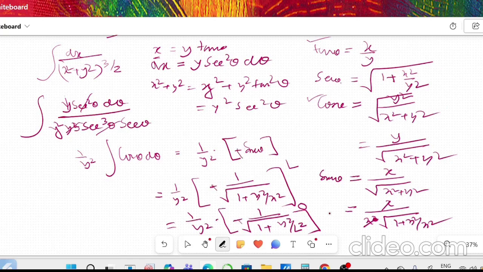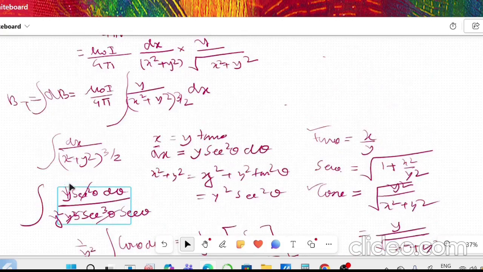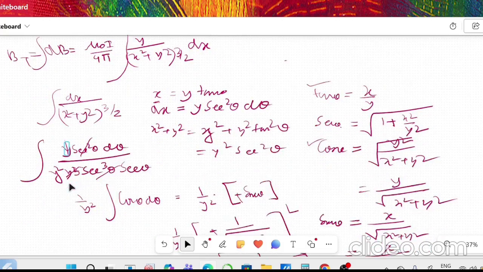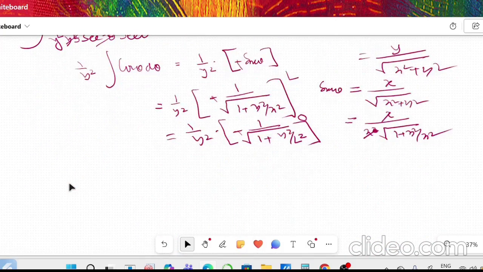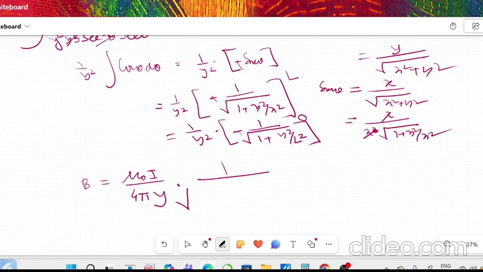Now, if you just consider the previous result here, this is mu 0 I by 4 pi, and y is there. So total magnetic field is simply like this, mu 0 I by 4 pi. Here it is y and y square, so y gets cancelled out, and simply 1 over root of 1 plus y square by L square, and 2 is here because of the integration. So this 2 will cancel out, and this becomes this.